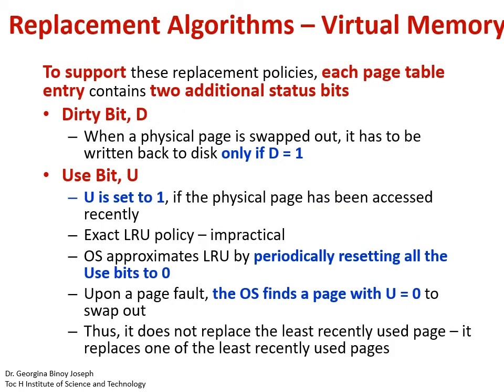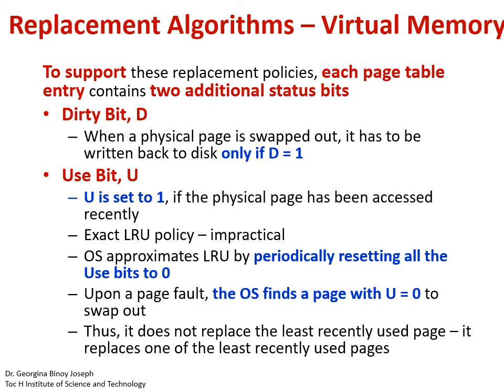Now, to support these replacement policies, what are the replacement policies? Write back and approximate LRU. Each page table entry contains 2 additional status bits. We had talked about the page table in the previous lectures. So now there are 2 additional status bits for each page table entry. They are called dirty bit D. When a physical page is swapped out, it has to be written back to disk only if D equals 1.